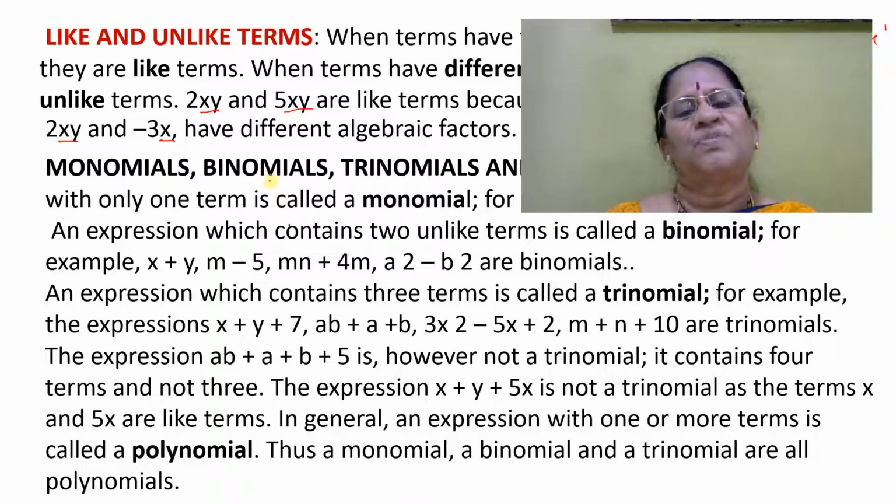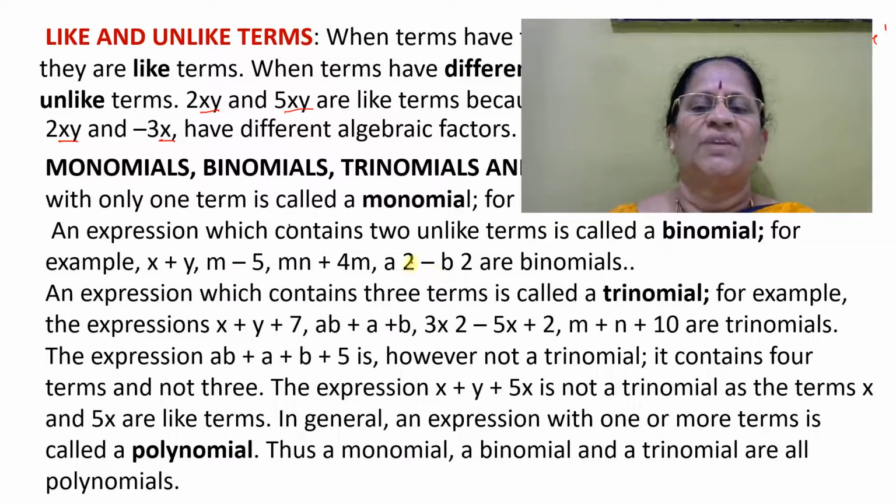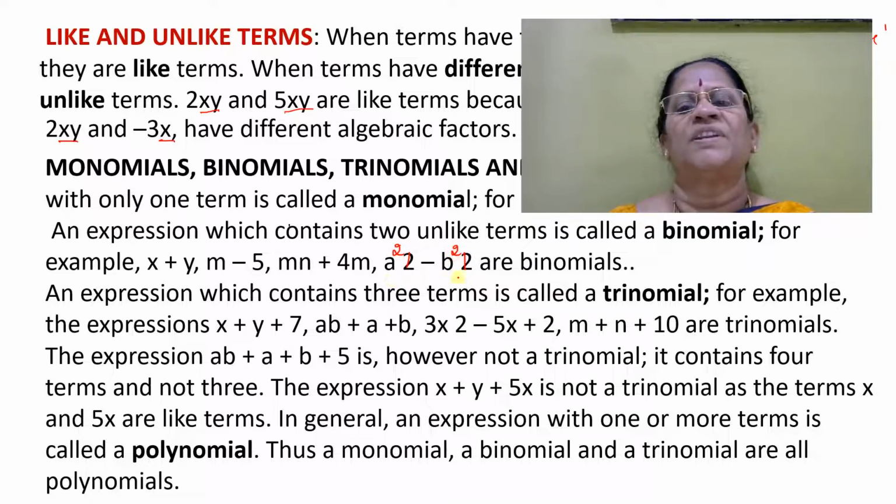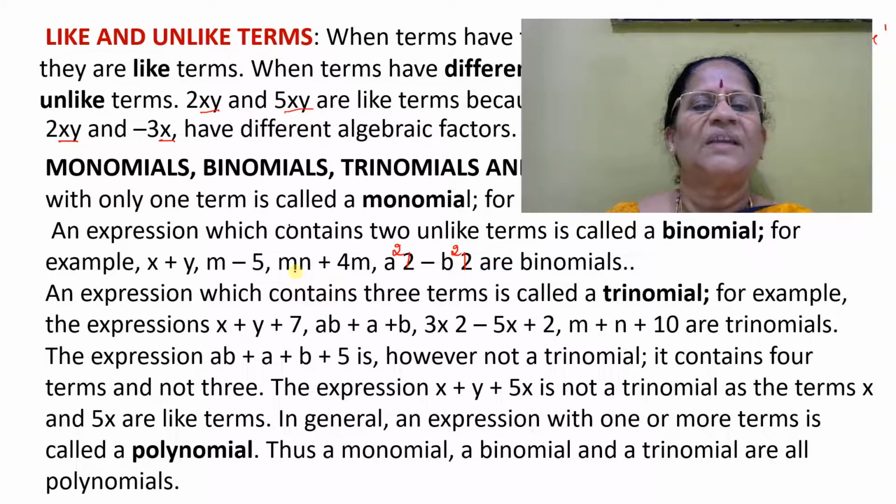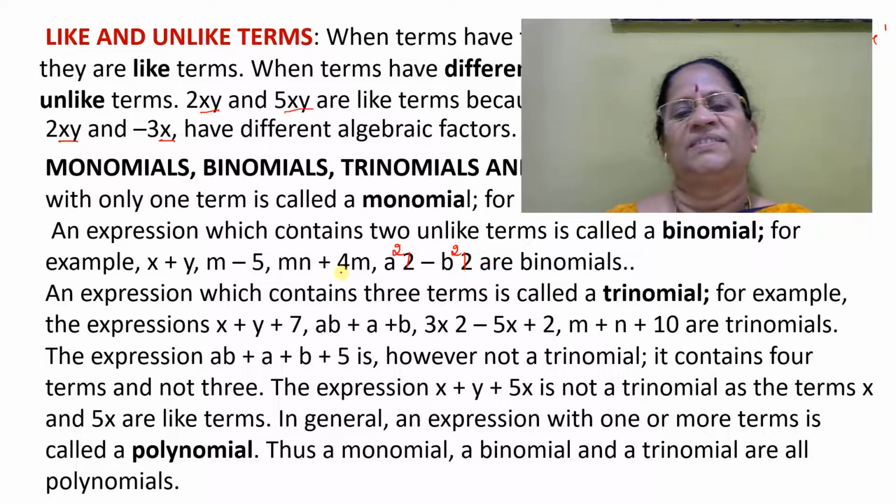Similarly, an expression which has two terms separated by either a plus or minus sign is said to be a binomial. Here this is a square and this is b square. A square minus b square are binomials. Here also mn is a single term, so mn plus 4m is a binomial.